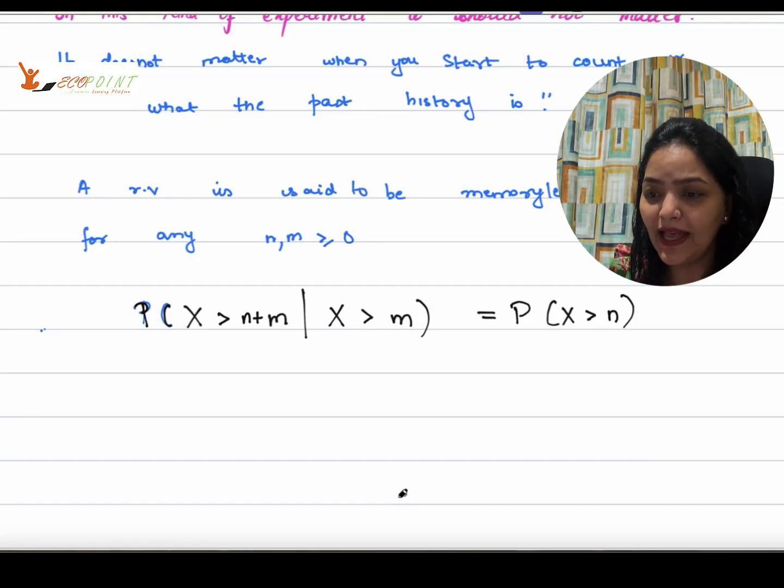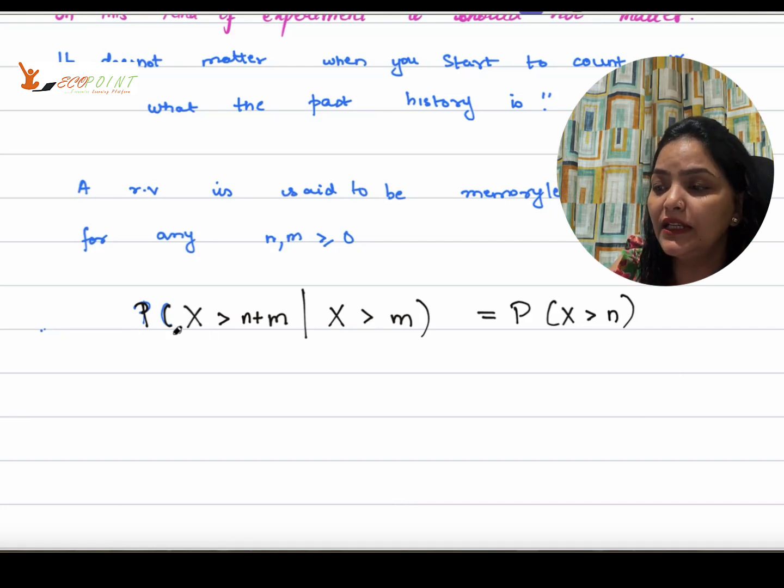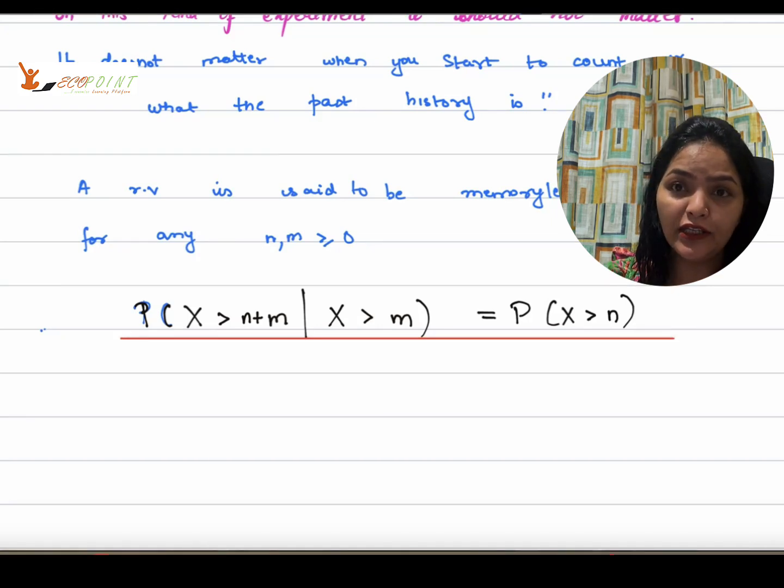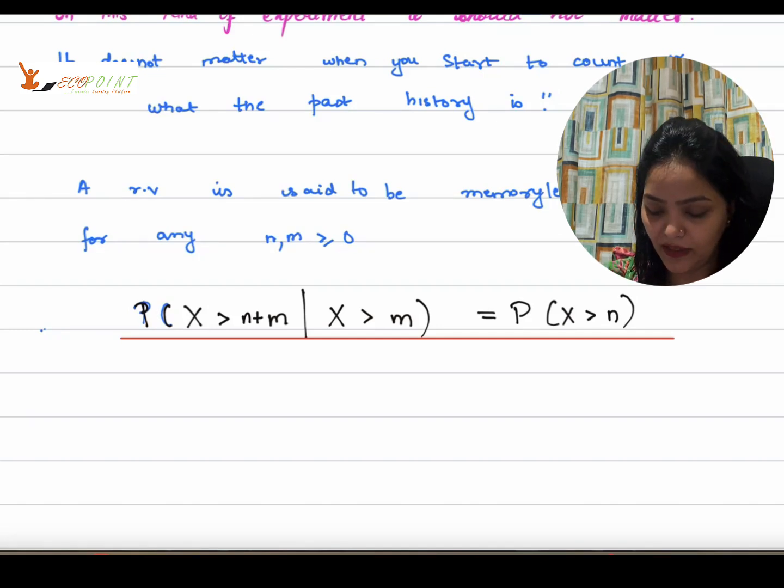Now, why will this happen in the case of a geometric random variable? Why will this equality happen? This is something that I would like to prove with you guys. And in order to prove this, you need to know the probability mass function for geometric, and the cumulative distribution function for a geometric random variable.